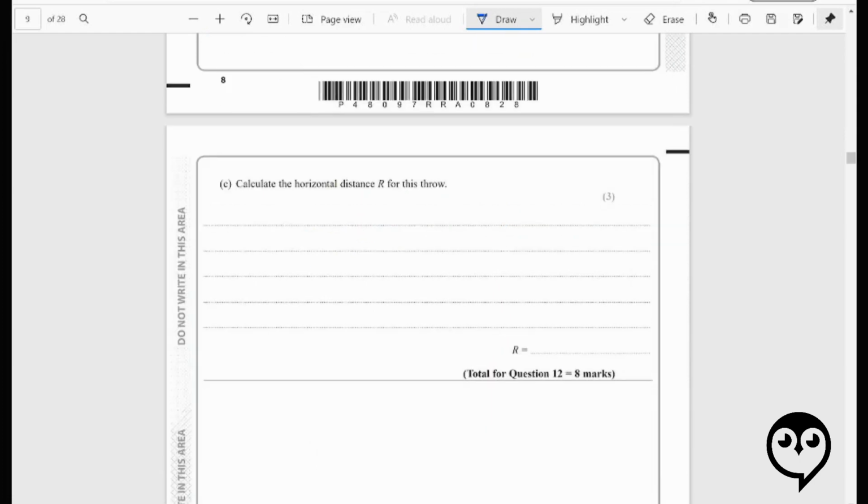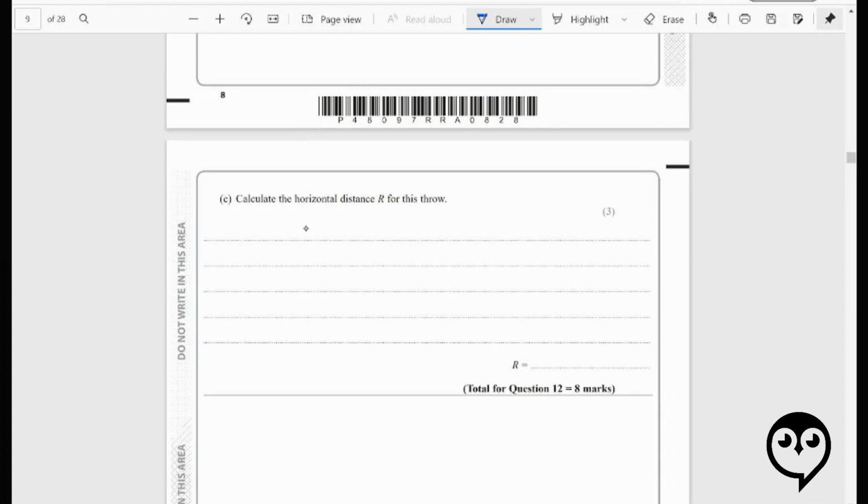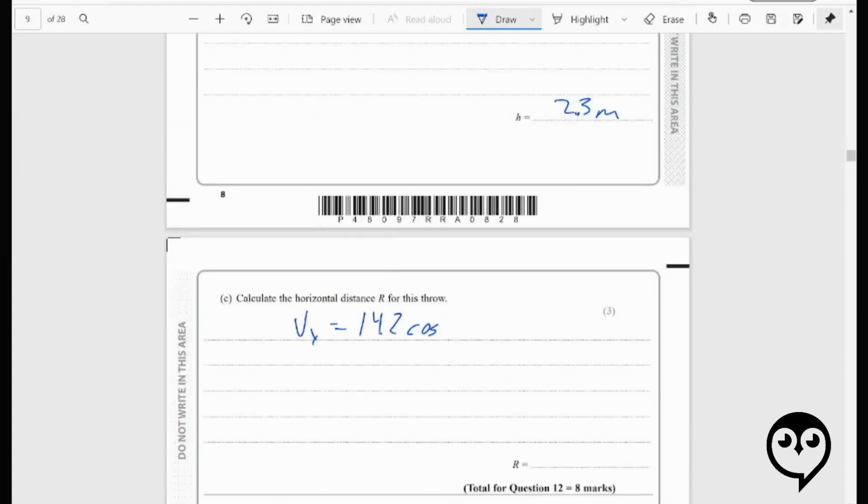And calculate the horizontal distance r for this throw. Well, we know that the horizontal velocity is going to be 14.2 cos 37, and that horizontal distance is just going to be the horizontal component times the time. So the time is 1.98, and that's your range. It looks like this is, of course, 22.5 meters. This is, of course, assuming no air resistance or friction.